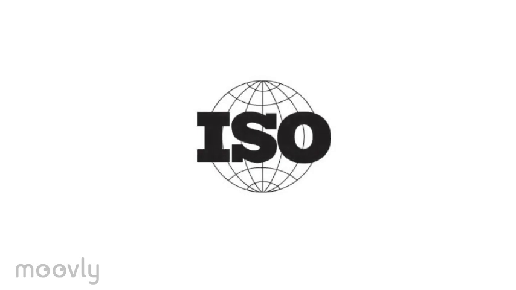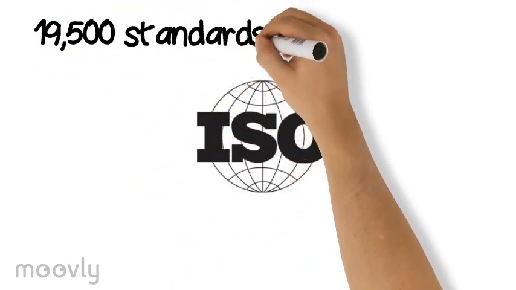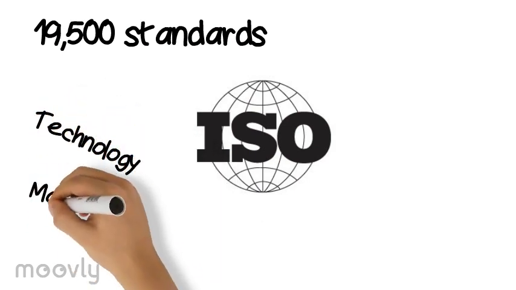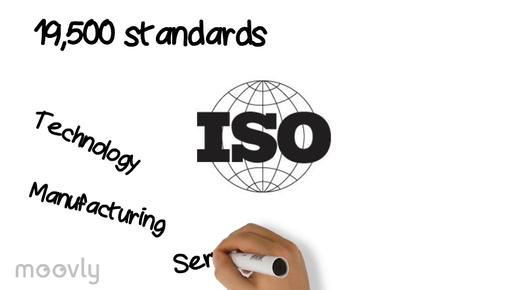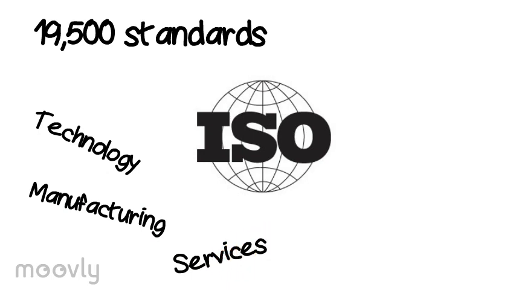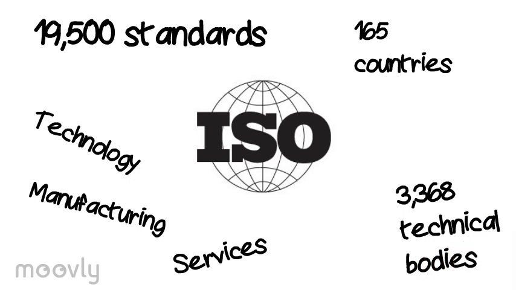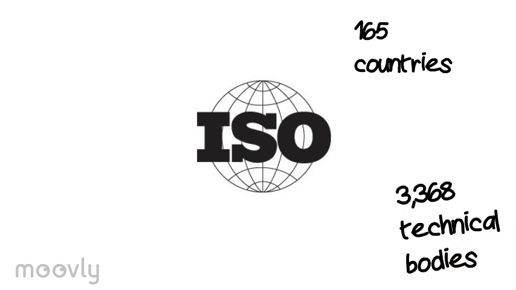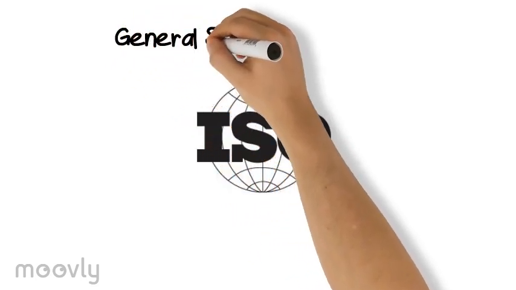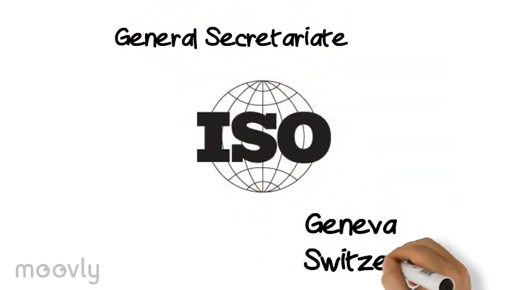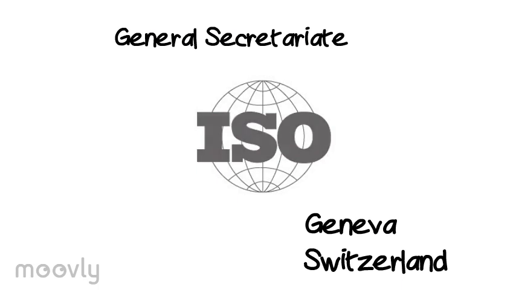Since its beginnings in 1947, ISO has published over 19,500 international standards covering almost every aspect of technology and manufacturing and services. To take care of standard development, ISO has members from 165 countries and 3,368 technical bodies as of today. More than 150 people work full-time for ISO's Central Secretariat in Geneva, Switzerland.